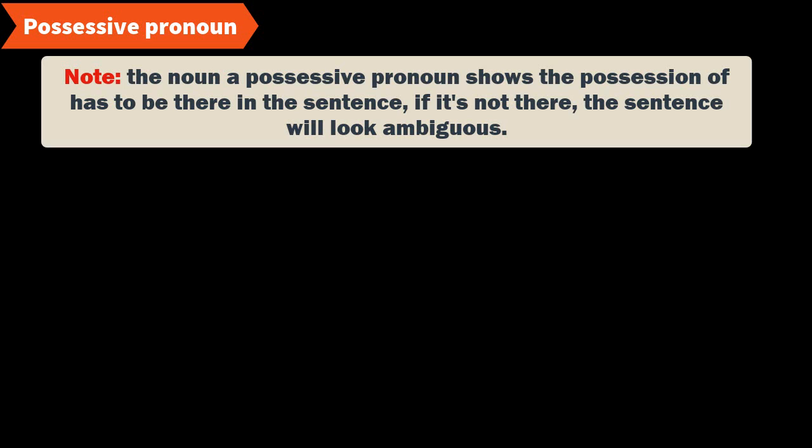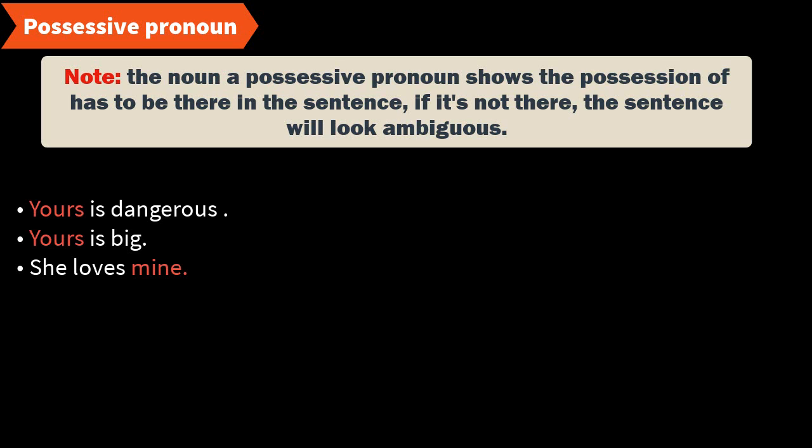Now guys, a very important thing. When you use a possessive pronoun in a sentence, a possessive pronoun basically talks about the possession of a noun that somebody owns, right? So the noun that it talks about the possession of has to be there in the sentence. If it is not there in the sentence, it will look really odd, and it will actually be a wrong sentence. Let me show you an example. If I say yours is dangerous, yours is big, she loves mine.